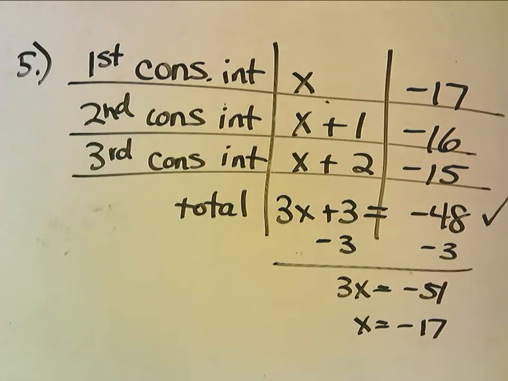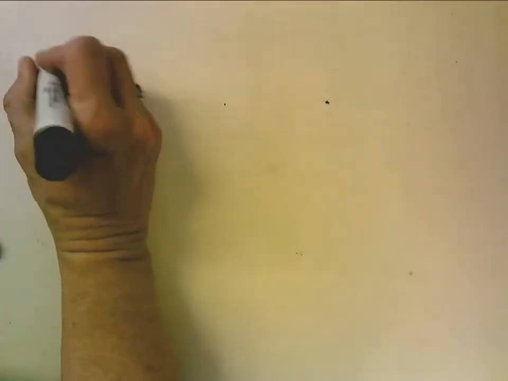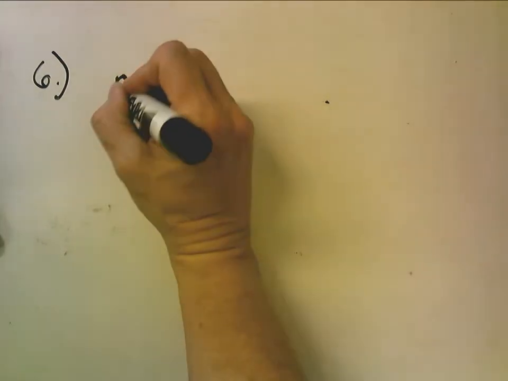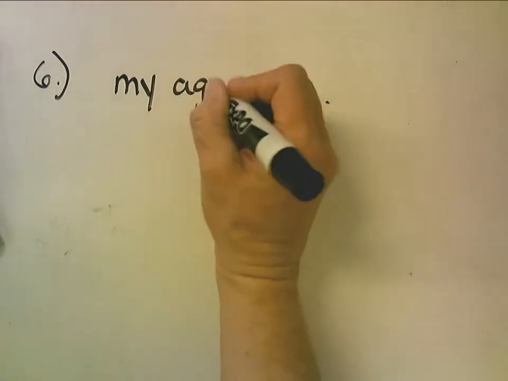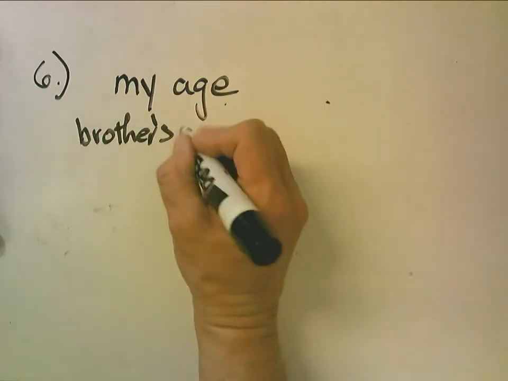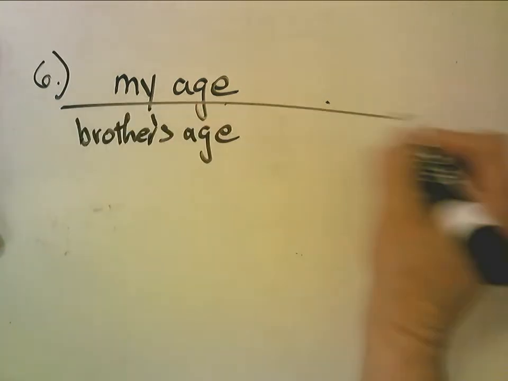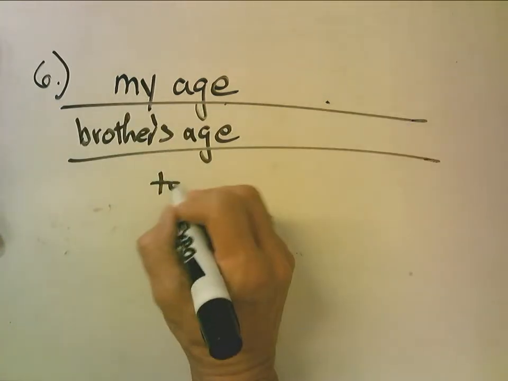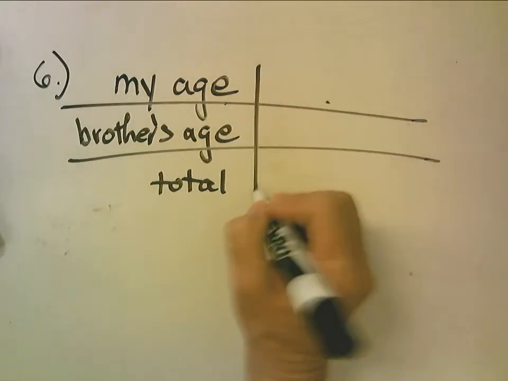Okay, now let's look at number 6. Number 6 says, my brother is 5 years less than twice my age. The sum of our ages is 25. How old is my brother? Okay, so my 2 unknowns are my age and brother's age. So we always start out by defining our unknowns. They also give us a total age.